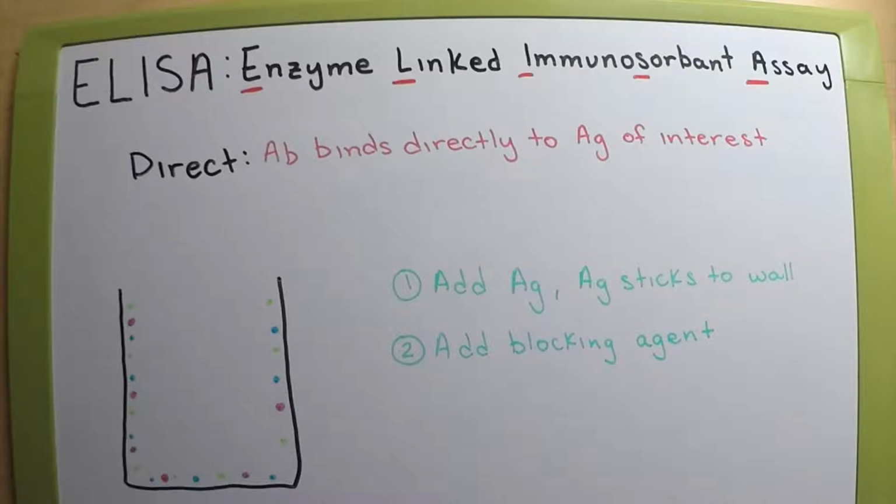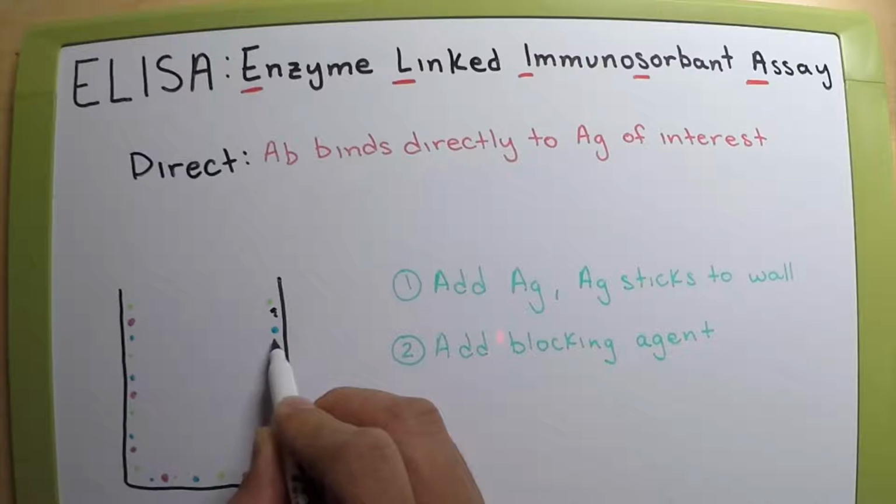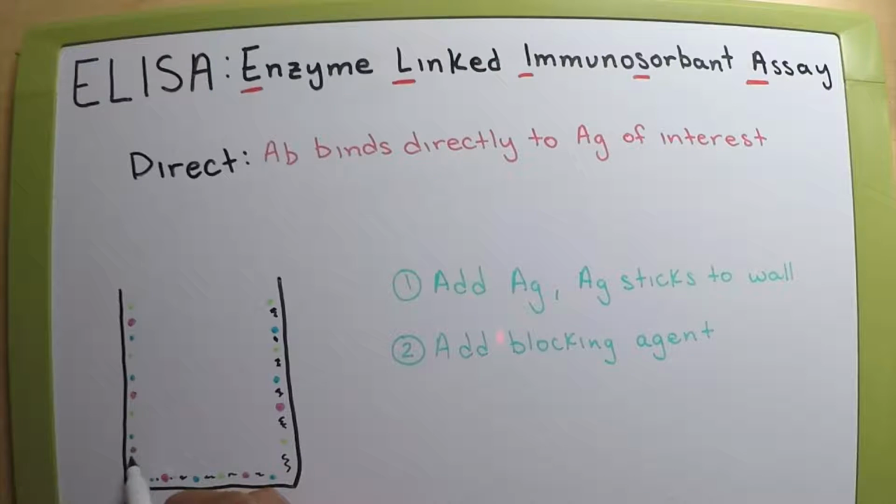Now, the question that I have for you guys is, why do we add a blocking agent? So I'll tell you what a blocking agent does. It just fills up the holes in between all the antigens against the wall. But I want you guys to tell me why it is important that we have a blocking agent.